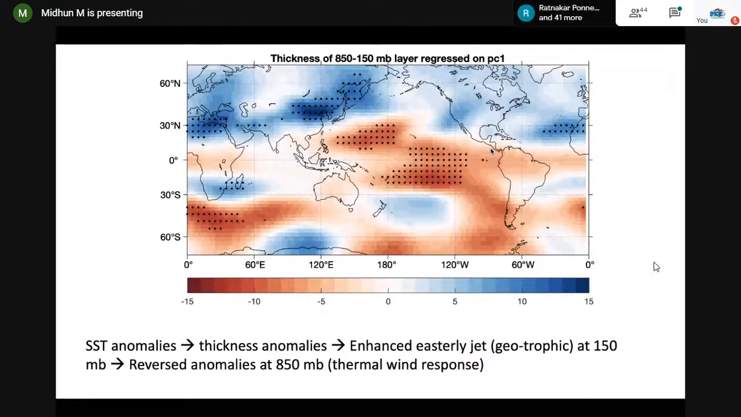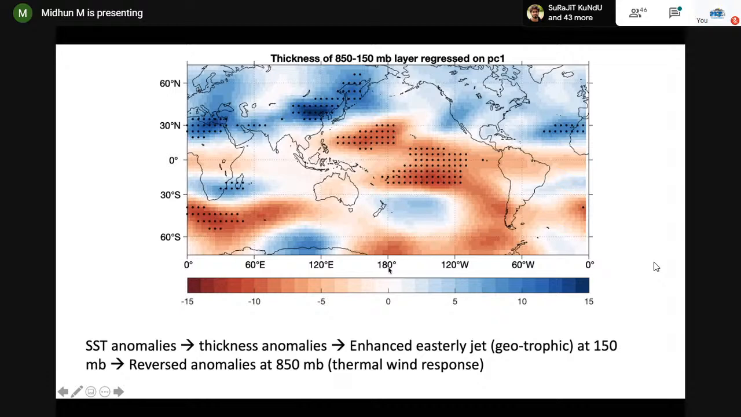The SST anomaly leads to thickness anomalies in the atmosphere, and that causes an easterly jet at the top of the atmosphere. These anomalies get reversed in the lower levels of the atmosphere because of thermal wind balance. That is too much into atmospheric dynamics, so I'm not going to explain it. In simple words, when you have a meridional temperature gradient, you will have a reversal in wind direction from top to down in the atmosphere. That's called the thermal wind response.